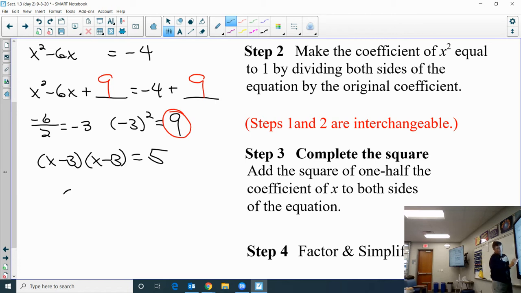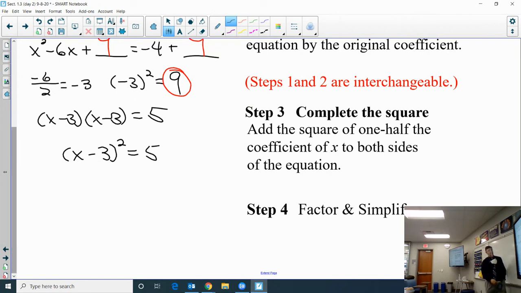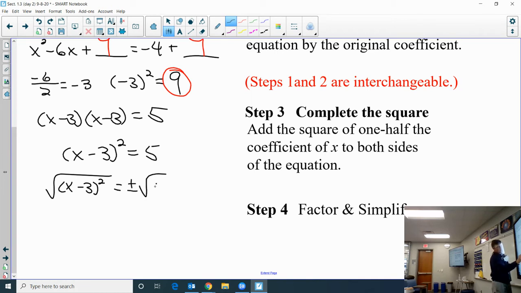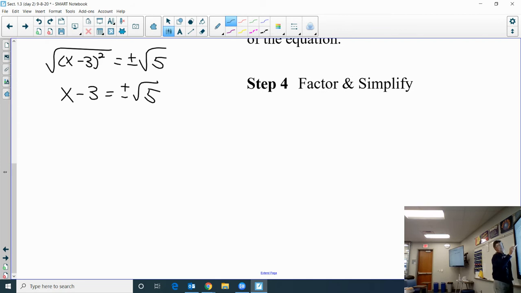And yes, I know you're probably just going to jump right to x minus 3 squared equals 5. That's fine. Now you take the square root of both sides. The square root of x minus 3 squared equals plus or minus square root of 5. So x minus 3 equals plus or minus square root of 5. Add 3.